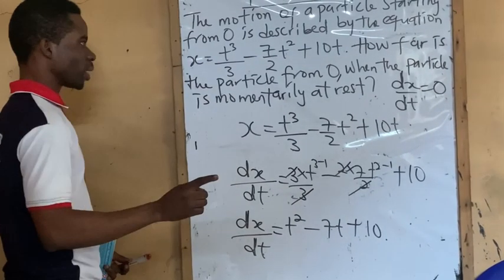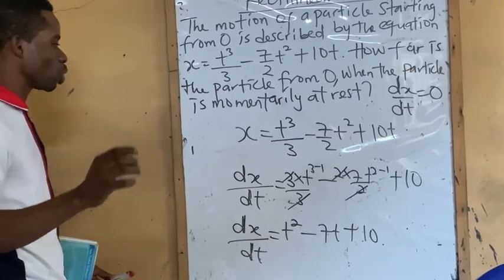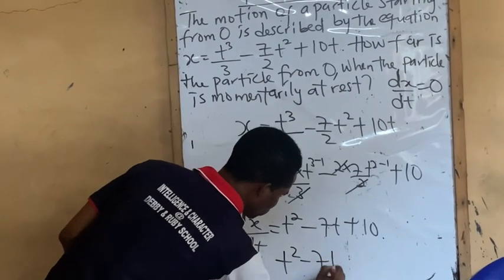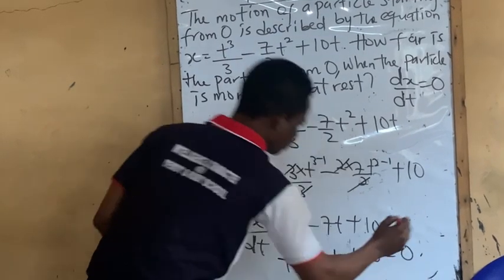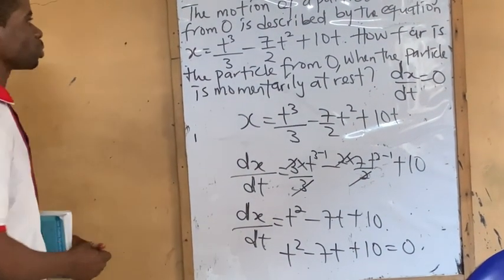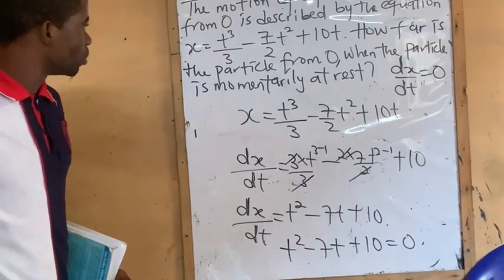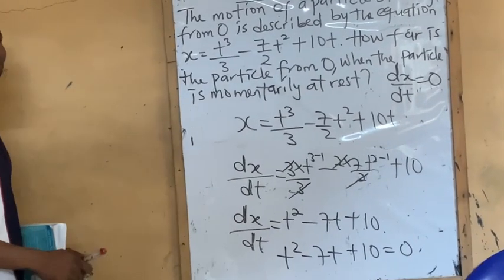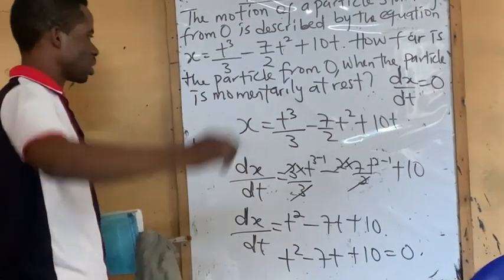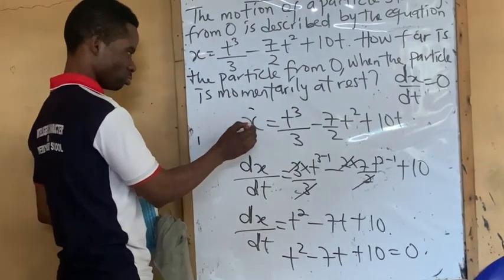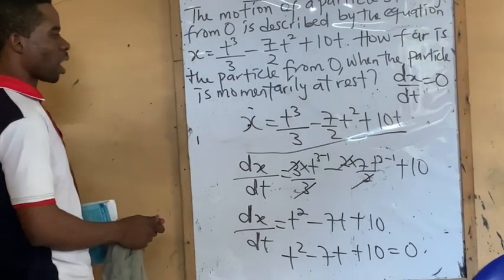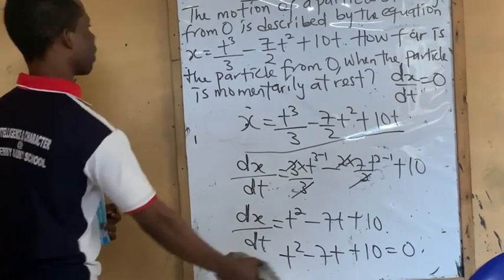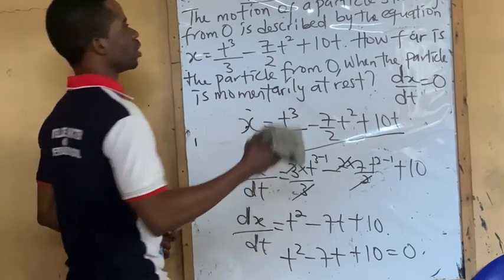But do not forget, I said when it's at rest, that means ds/dt equals 0. That means t squared minus 7t plus 10 equals 0, so we are going to factorize it. But do not forget, they said, how far is the particle from O? How far means distance. So we have to get the values for t, and then substitute them back in the original equation.